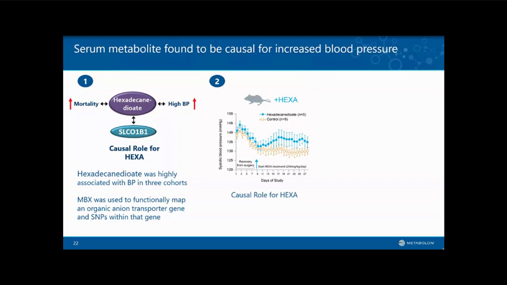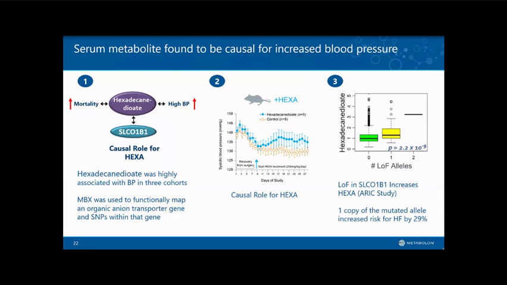Follow-up studies by this group were preclinical models where they actually dosed animals with hexadecandiol directly relative to control groups that were treated with vehicle alone. And as can be seen by the middle panel, dosing of these animals resulted in a direct increase in systolic blood pressure relative to control animals, which is the blue line relative to the control yellow line, so that they show a causal role for dosing this metabolite to increase blood pressure.